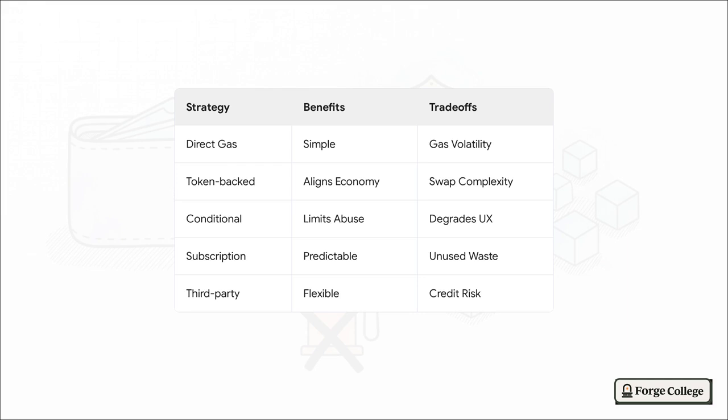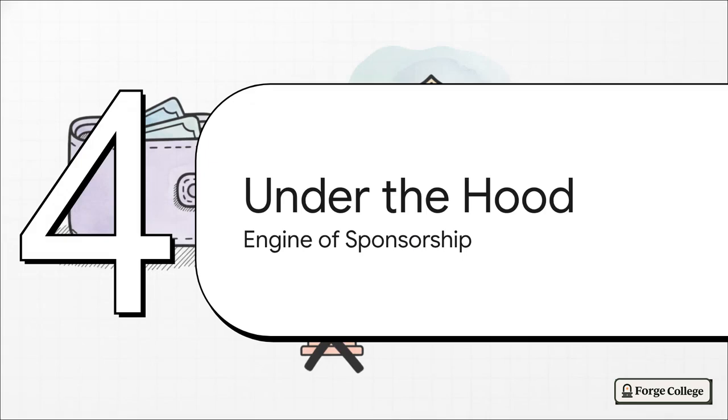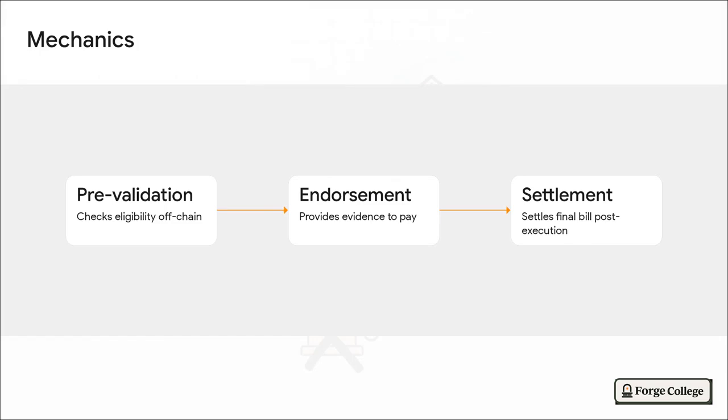Okay, Section 4, Under the Hood Mechanics, the engine of sponsorship. Now we're going to literally lift the hood and look at the 3 mechanical gears that make these paymasters function securely in the wild. Step 1 is pre-validation.